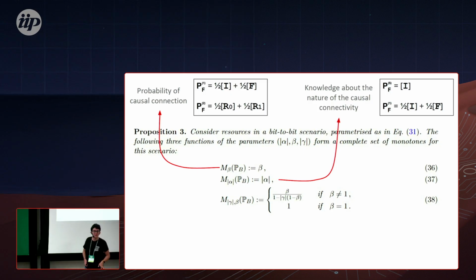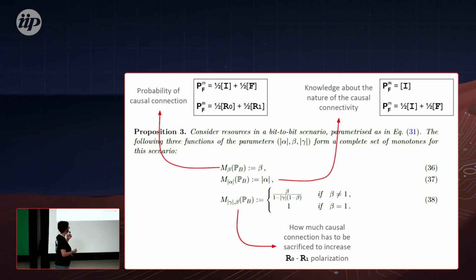The third monotone is a bit harder to explain. I'll do my best, but it's okay if you don't understand this part. I have another interpretation of this monotone later on. So this third one has 2 interpretations. This third monotone is how much causal connection has to be sacrificed to increase the knowledge between R0 and R1. So let me explain it to you through an example.